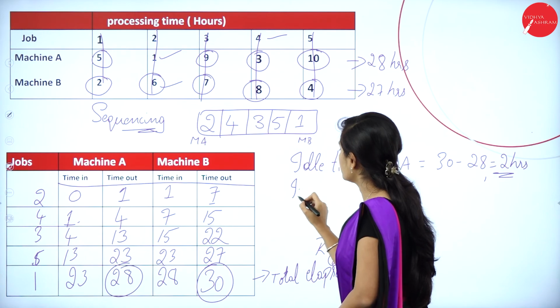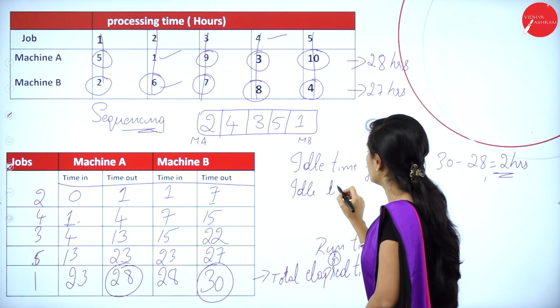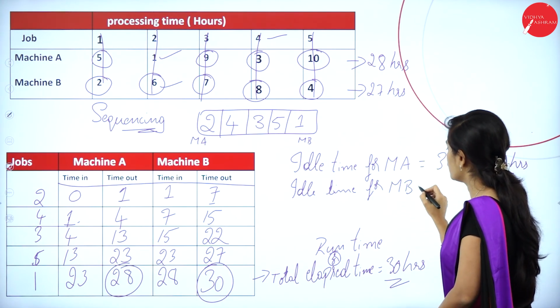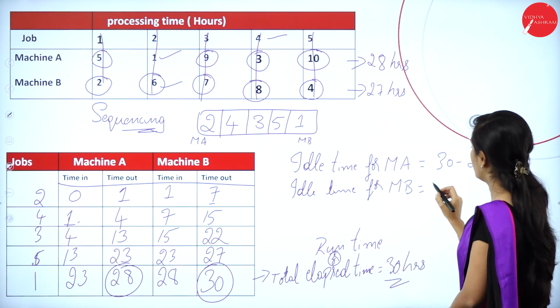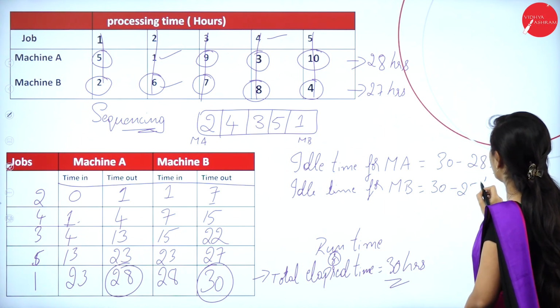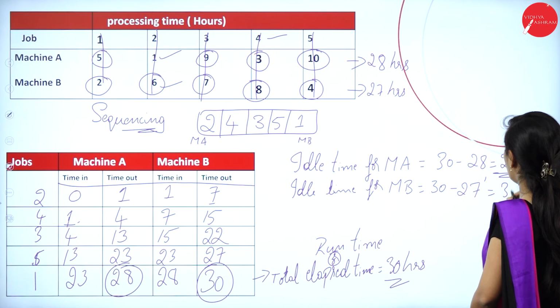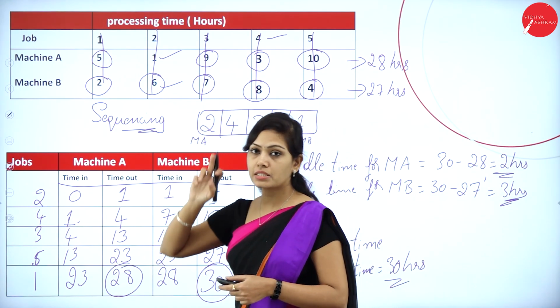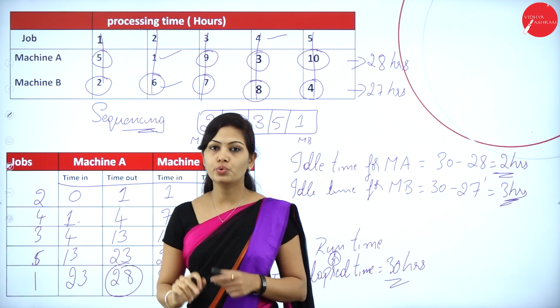And idle time for machine B is equal to total elapsed time minus processing time, 30 minus 27. So 3 hours. So idle time for machine B is 3 hours, machine A is 2 hours.